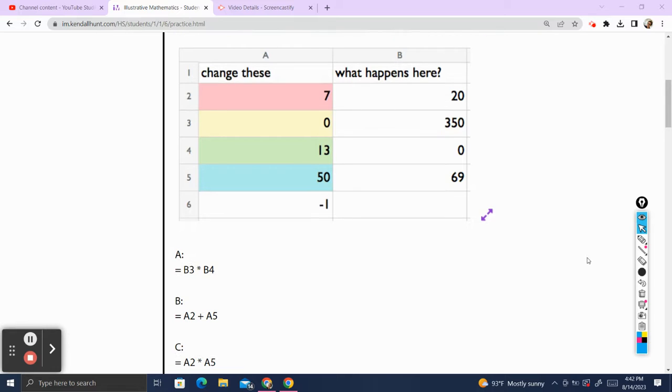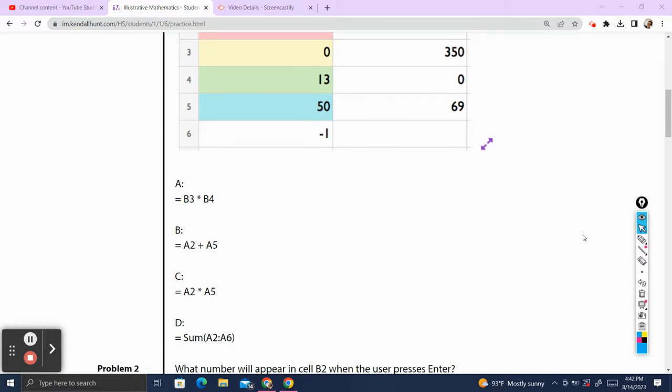For C, we have A2. A2 is 7 times A5. So A2 is 7 times A5, which is 50. That's going to get us 350, which again is not the correct answer. Let's see what our last choice is.